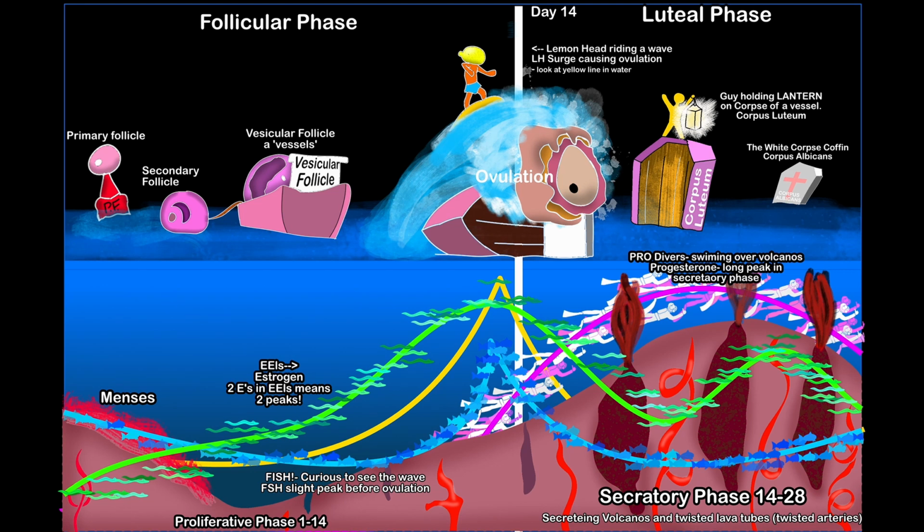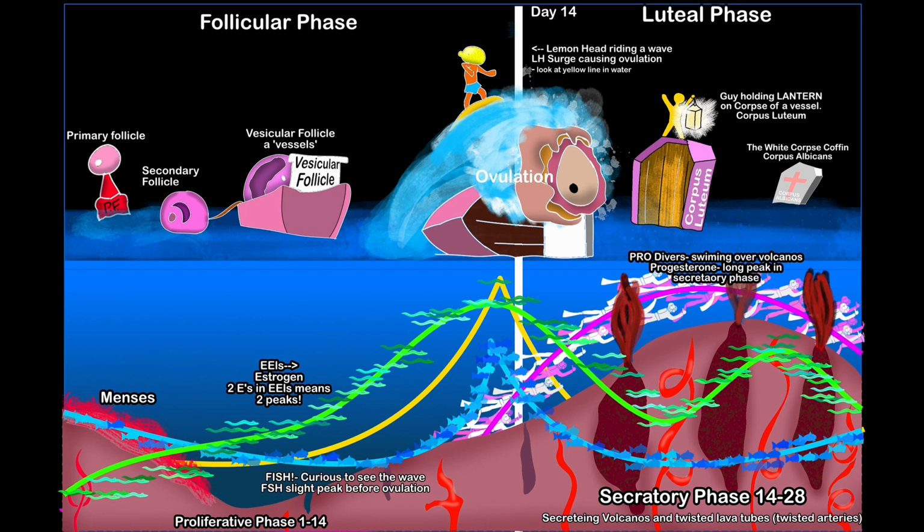So we have the primary follicle, which is the first thing, primary, number one. Secondary follicle, which is being towed right here, towed by a vessel, like a ship, a vessel. And this is called the vesicular follicle. So we have the primary follicle, secondary follicle, then a vesicular follicle.